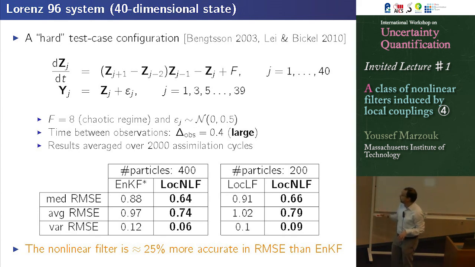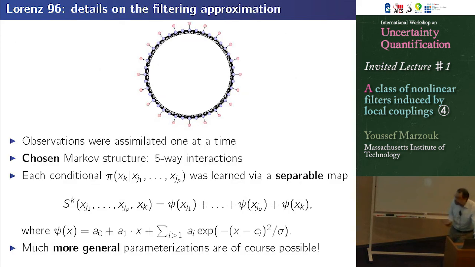So how exactly did we do it? Well, the Lorenz 96 has this 40-dimensional state. The Markov structure we chose involved 5-way interaction, so each node interacted with 2 neighbors on the left and 2 neighbors on the right. Observations were assimilated one at a time, so these red ones are the observations attached to every other state.